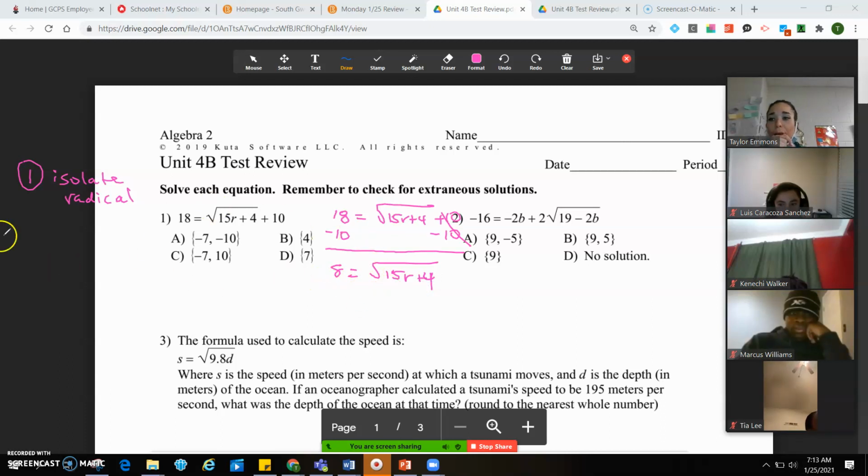Okay? My next step is I'm going to square or cube both sides, right? So I'm going to square both sides, and that's going to get rid of that square root, right? So that's going to give me 64 equals 15r plus 4.